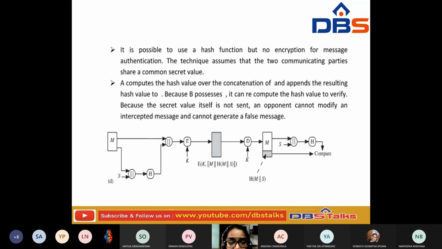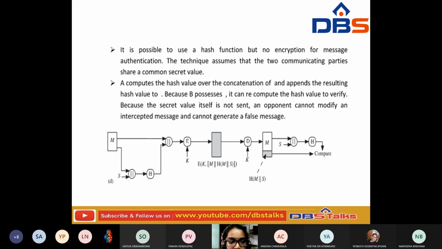So this is one of the examples that we provide here. At this time both sender and receiver have to recheck, reprocess and re-verify whether the secret value itself is not sent, whether an opponent cannot modify an encrypted message, and whether a false message has been generated or not.